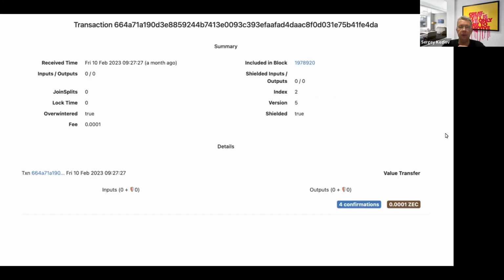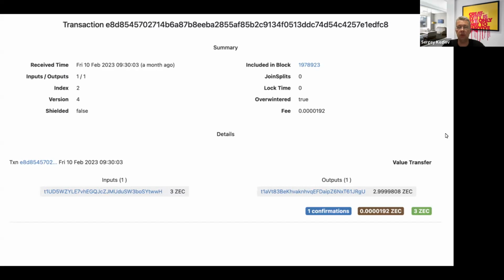This is an example of a Zcash so-called shielded, or private, transaction. You see that shielded is true. You do not understand which address sent it, or where the transaction was sent. You do not see the amount of the transaction. But Zcash also allows you to send transactions which are completely public. In this transaction, we see that shielded is false. It means that the privacy is switched off.